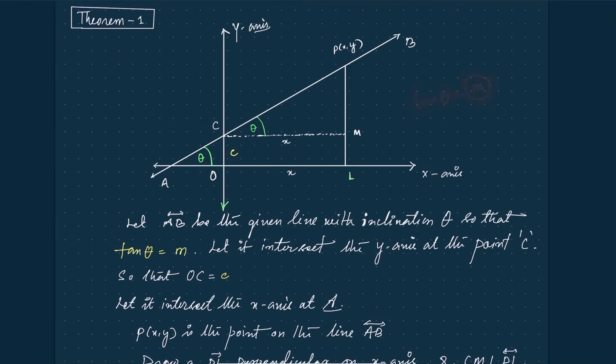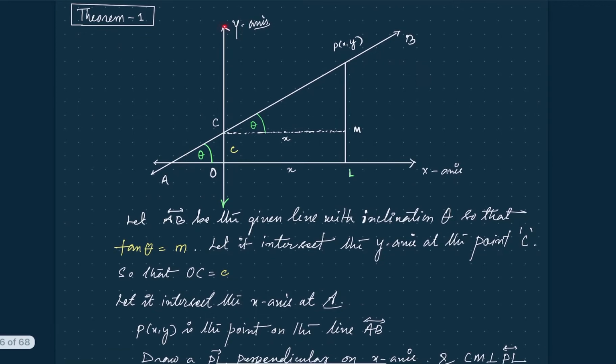And this line AB intersects the y-axis at this point C. From the origin, what is the distance of C? Suppose we take this distance to be small c. Now, suppose there is a point on this straight line AB whose coordinate is x comma y, and I am going to name that point P.